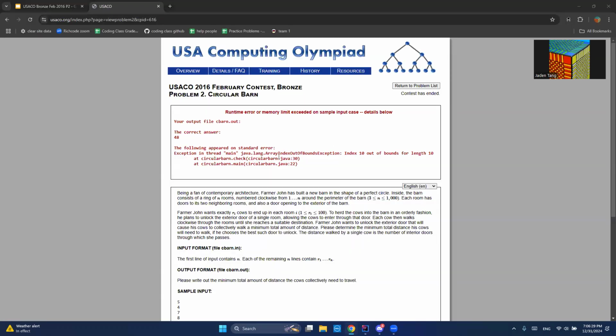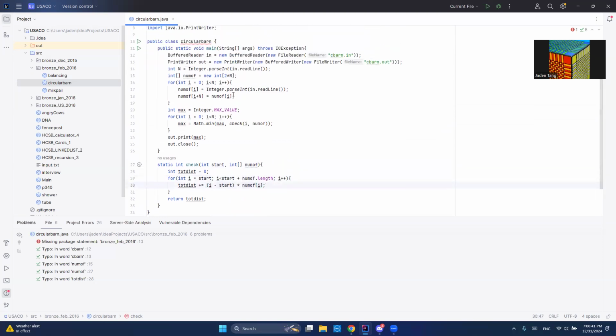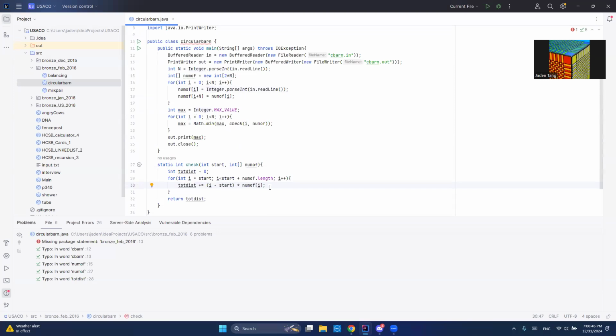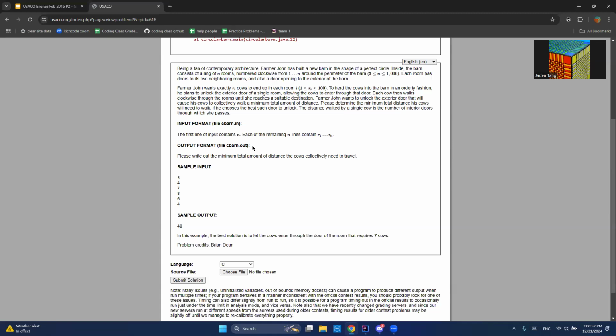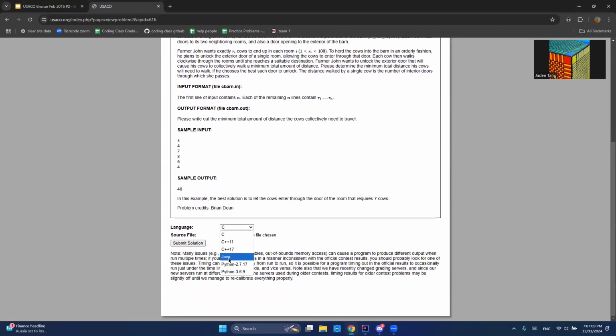Okay, so on test case 9 and 30, we have received an integer index out of bounds error. That just means that when we set num of i equal to 2 times i, which makes sense, this should be divided by 2, since num of is 2 times n. And once we fix that, let us try again.